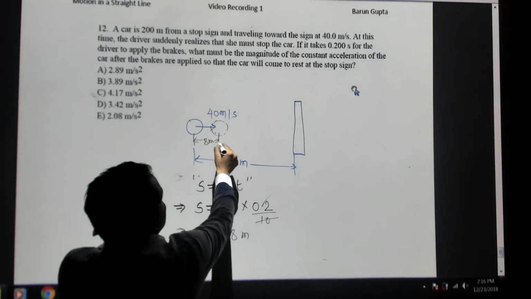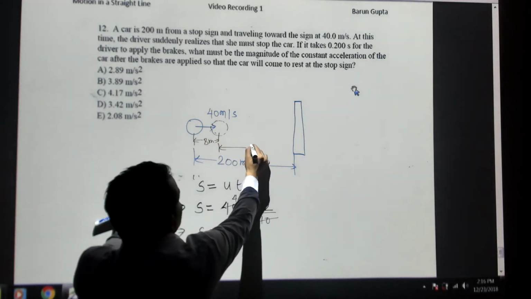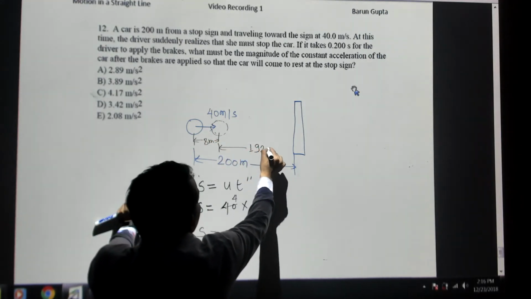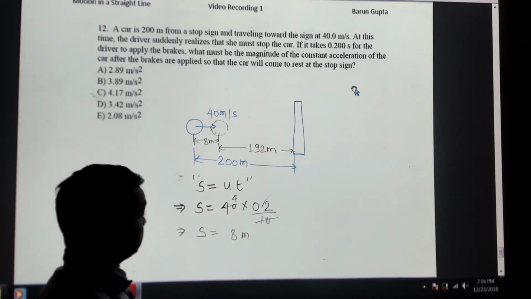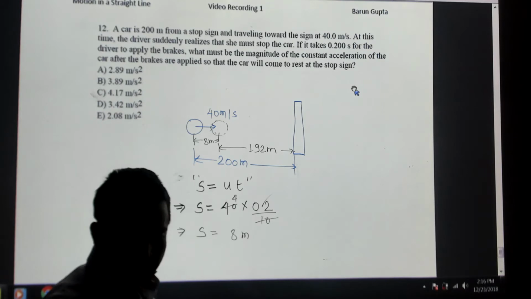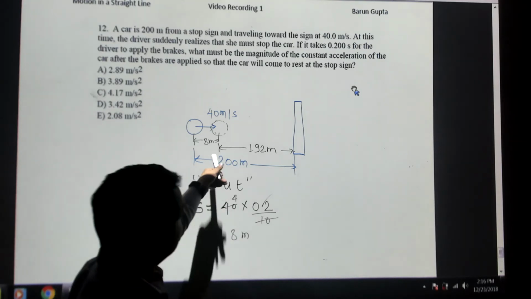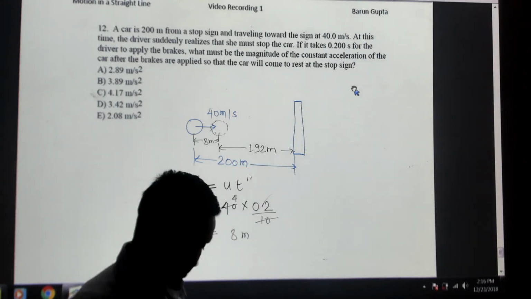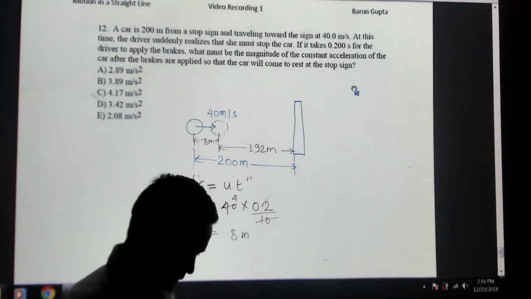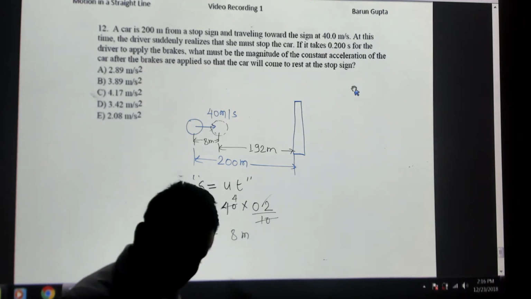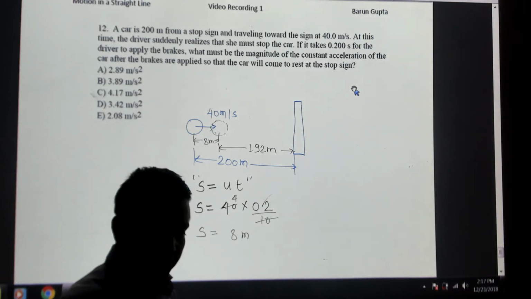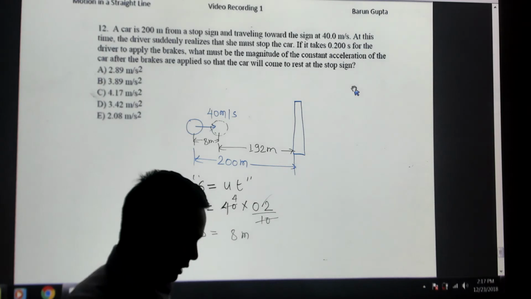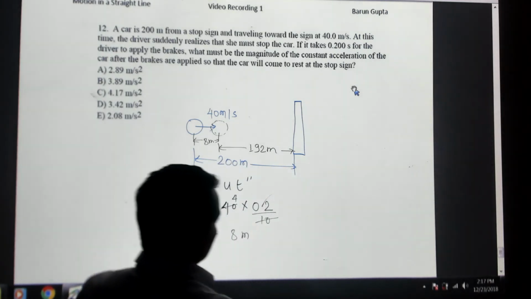So now the total distance between these two is 192 meters. This distance is now only 192 meters. So the driver must stop. The maximum distance she can move before hitting the stop sign is 192 meters. Now you need to find out the acceleration. So now life is simple.